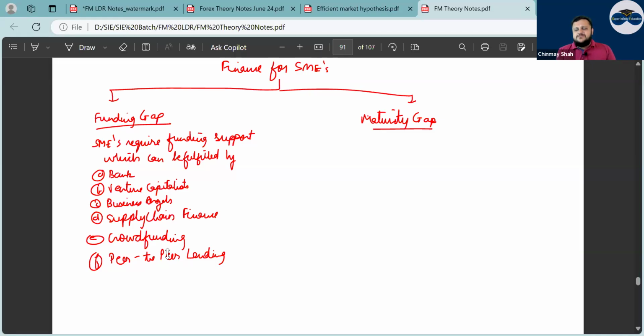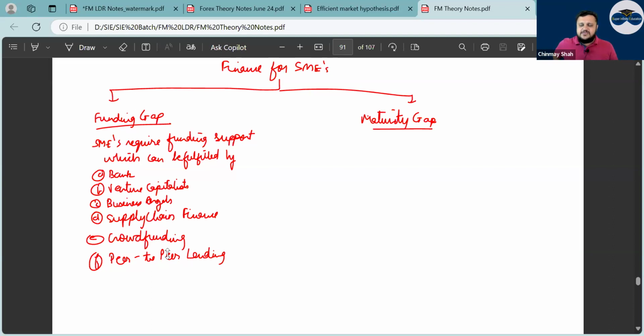Then supply chain finance is what? Tell me. There is a supplier, and then there is a main customer, and then there is a bank. The supplier is a smaller supplier. There is a main customer who is a very big customer, Tata or something of that sort. So the main customer gives a very big order to the supplier. Now the supplier does not have money to fund this.